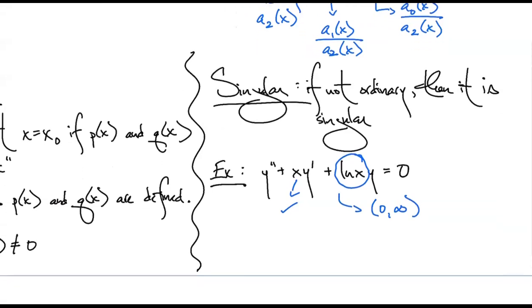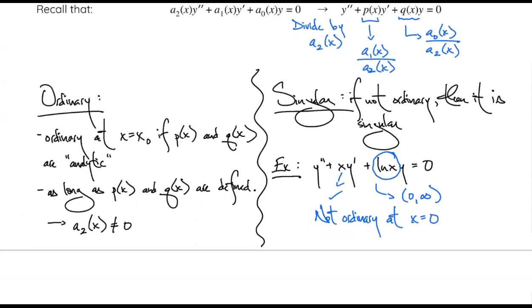So this is not ordinary at x equals 0. Okay, it's not ordinary at x equals 0 because 0 is not included in the domain of natural log, right? There might be other values where it's not ordinary yet, but again, we're going to be focusing a lot on when x does equal 0, just to make our computations a little bit smoother. Okay. And so that is our overview, as well as a quick definition on what it means to be ordinary versus singular.